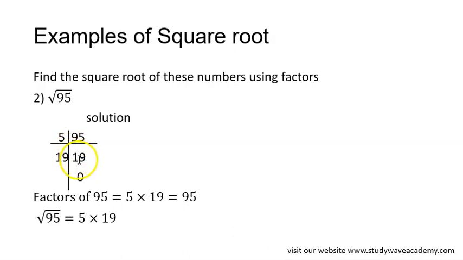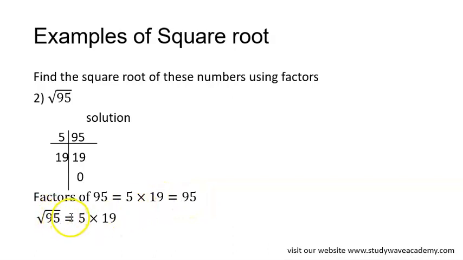95 divided by 5 will give us 19. So we think of a number that when it divides 19, there will not be a remainder also. But 19 is a prime number, so it can only divide itself. So 19 divided by itself is 1. So the factors of 95 are 5 times 19, which equals 95.